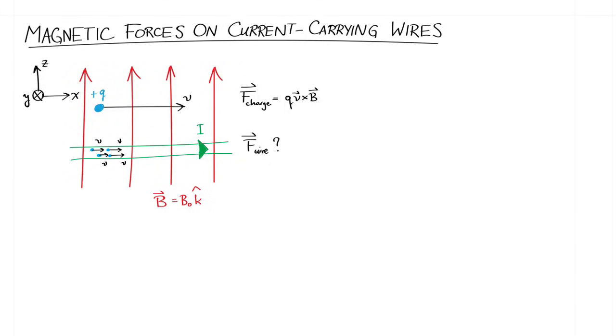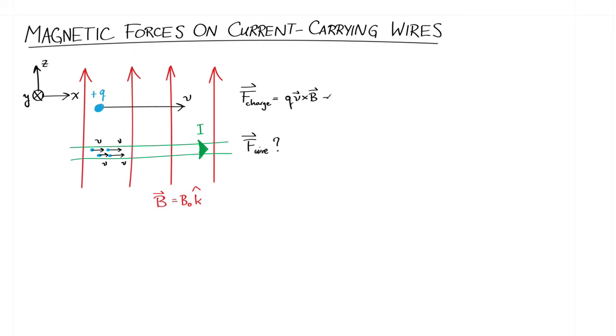In the last video, we talked a little bit about magnetic forces on moving charges. So that's basically the situation I've drawn up here. You have some charge, plus q, moving with some velocity in a magnetic field. And so what we found was that the force on that charge, the Lorentz force, so to speak, was equal to q v cross B. Okay, so this is the force on this charge due to this magnetic field.